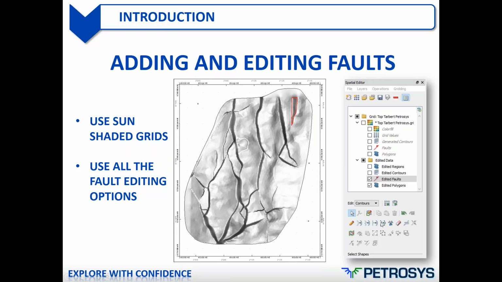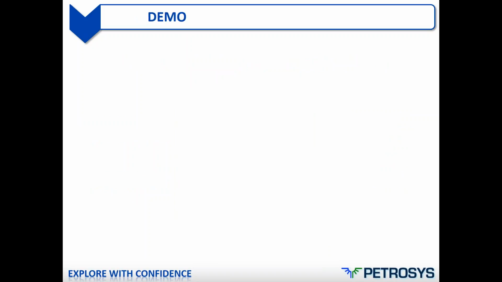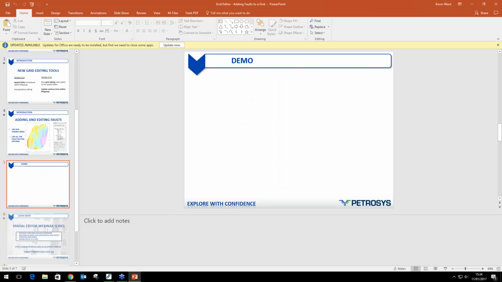The key thing is that when we have made those changes, there are two icons in here to regrid the grid with the faults incorporated and to contour up to those faults. And so we'll go through those in the live demonstration. So I'll move now to the demo. So I'll jump out of PowerPoint.